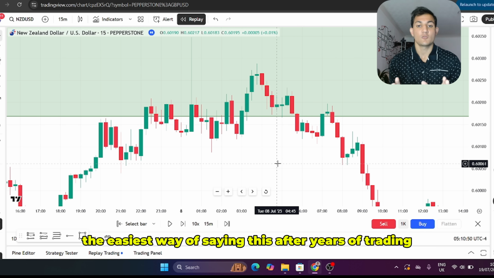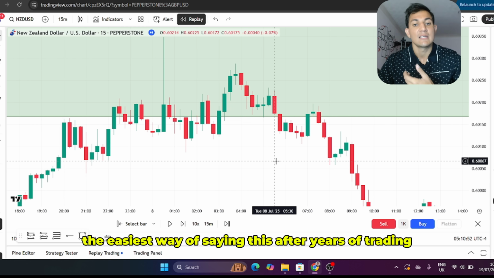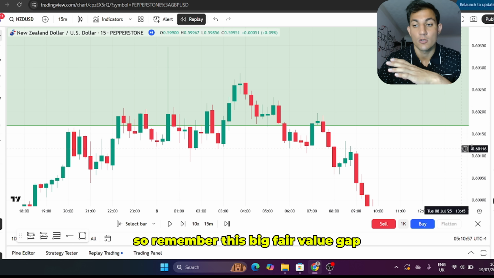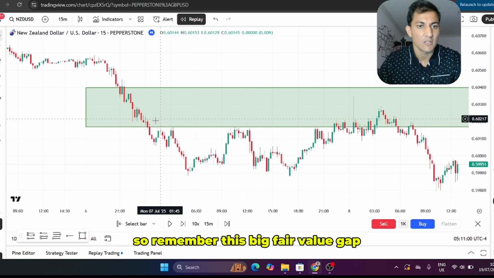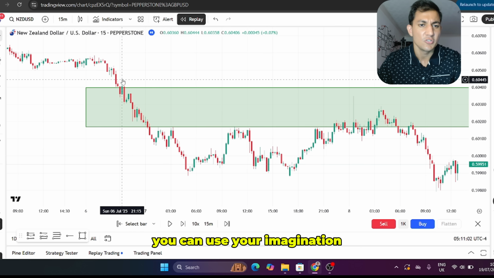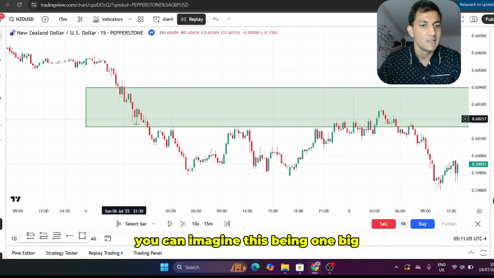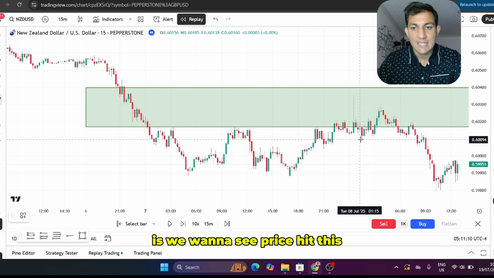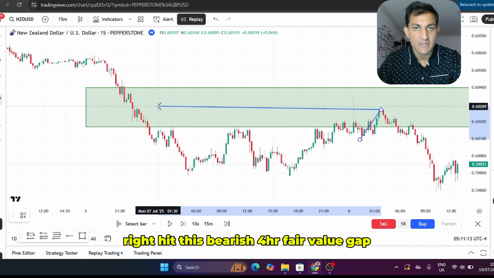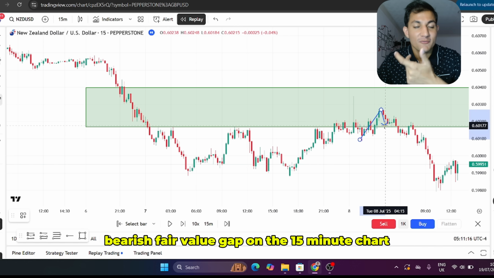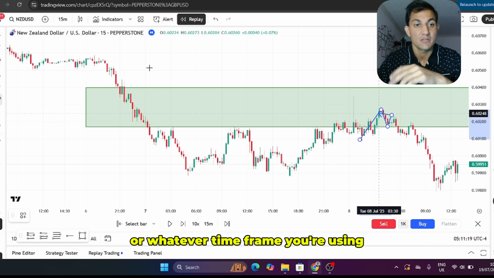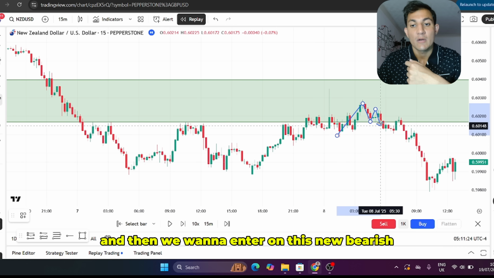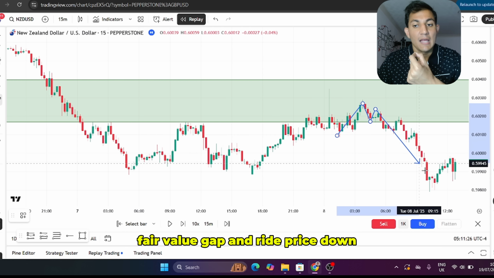Now, the easiest way of saying this after years of trading is just to wait for a fair value gap to form in the opposite direction. So remember, this big fair value gap, and you can see it right on the 15-minute chart. You can use your imagination. You can imagine this being one big 4-hour fair value gap like we just talked about. What we really want to do is see price hit this bearish 4-hour fair value gap, form another bearish fair value gap on the 15-minute chart or whatever time frame you're using. I'm using the 15-minute chart. You can do this on the 1-minute chart. Then we want to enter on this new bearish fair value gap and ride price down.